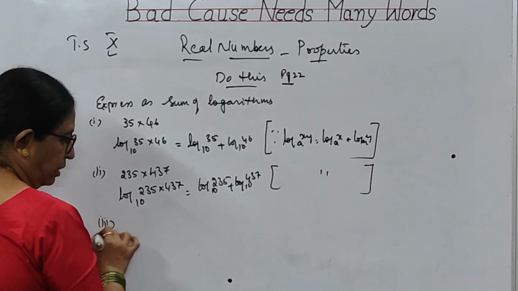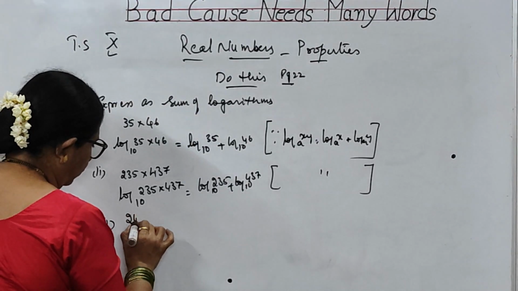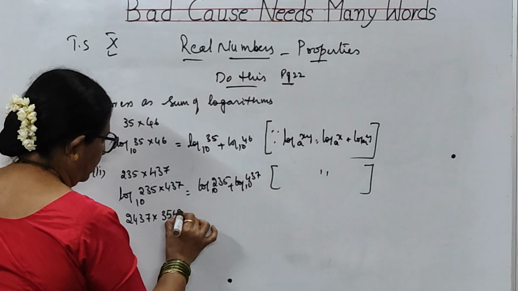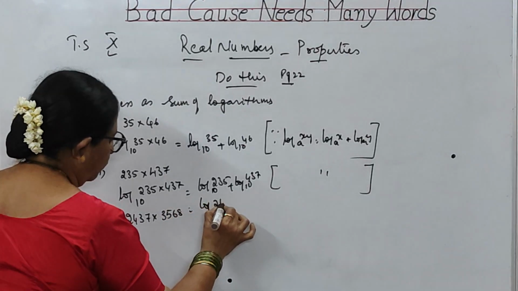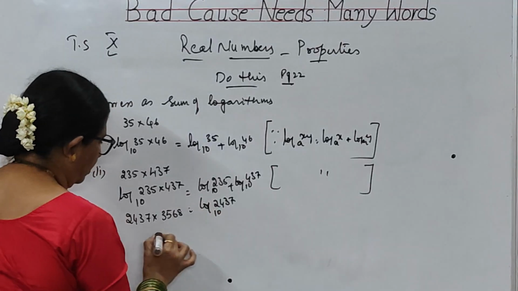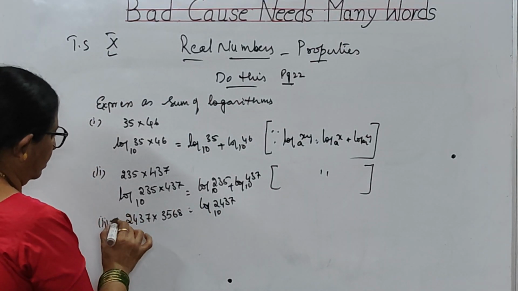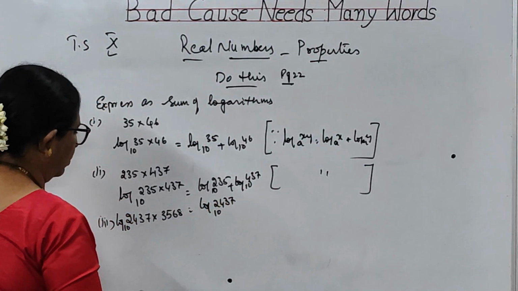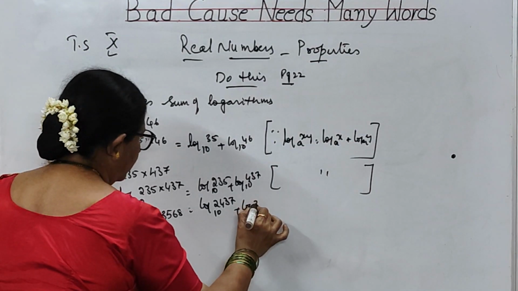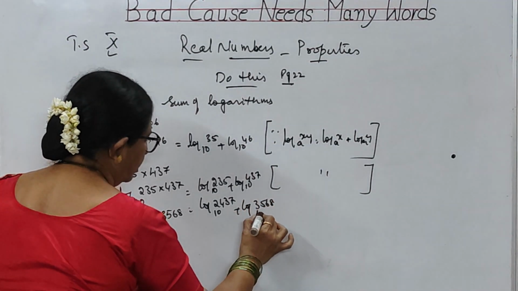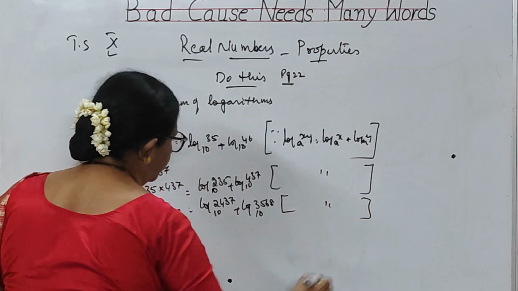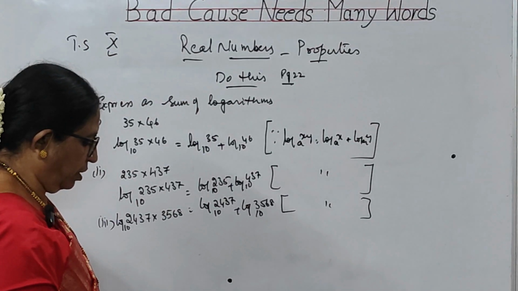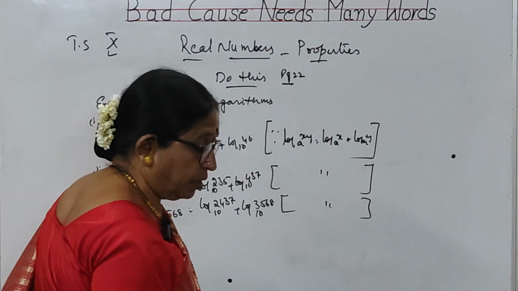Then third bit, 2437 into 3568. Log 2437 into 3568 to the base 10 we can write as log 2437 to the base 10 plus log 3568 to the base 10. The reason is the same as above. So these are the 3 problems given to you, children. So I hope you have understood. Copy this.